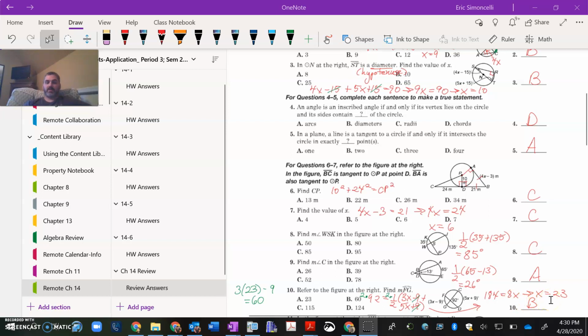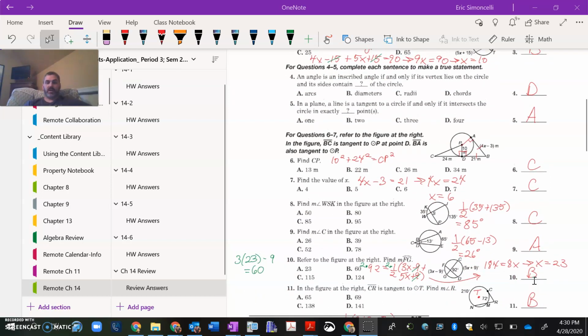Now remember, the answer is not specific to x. It is supposed to be specific to arc FG, which I did off to the left here in green. So 3 times what I just got for x, 23 minus 9, that ends up being 60. So letter B. Moving on, number 11.